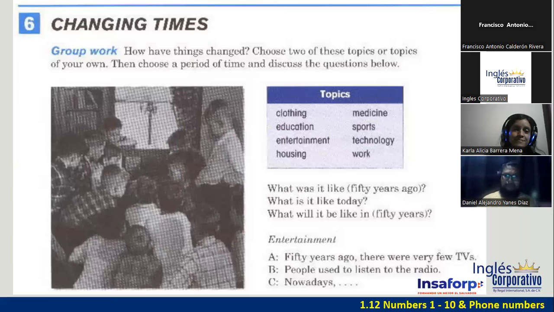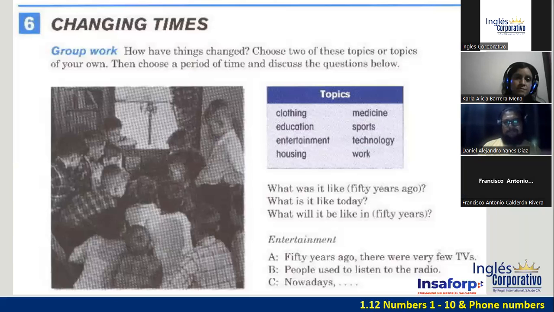What do you think about these different topics? Okay, so Francisco says that it would be better to go ahead and add that topic, music. What do you think about the ones that we have? Any of the topics that you have there? How have things changed, verdad? Remember, these are the questions that you will discuss tomorrow. Son las que van a discutir mañana en los breakout rooms, verdad? What was it like 50 years ago? What is it like today? What will it be like in 50 years, okay? And those are the topics. So get ready for tomorrow, because tomorrow you're going to talk about them.